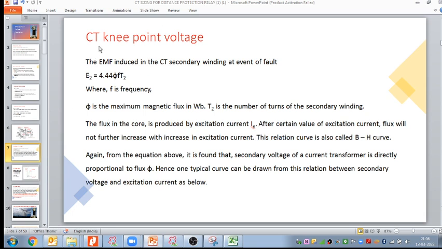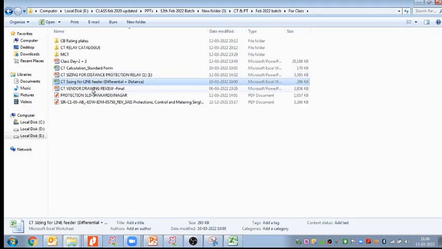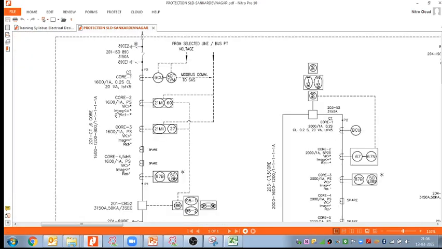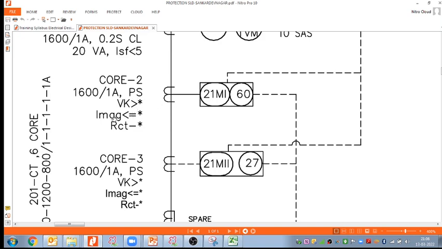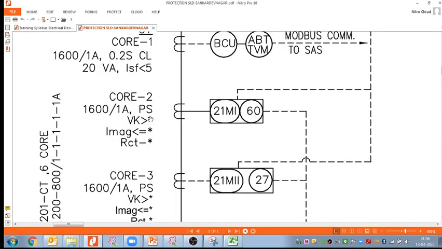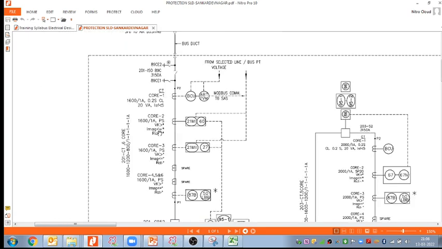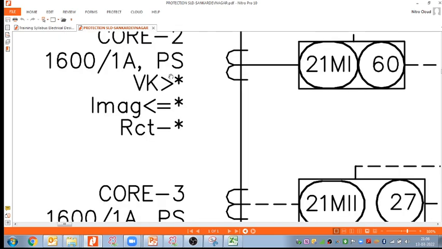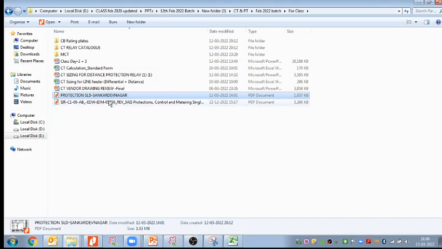Okay, so let us start the CT knee point voltage and understand it overall. Let us start from the basics, again from scratch. So CT knee point voltage, that is the agenda today. Let me take one SLD, the study SLD only. VK is greater than should be star, I per star and RCT is star. So these three are given here, and let us try to fill in the values. We are going to discuss only one word here, and for that we are going to devote the next 2 hours. So let us start from the basics.